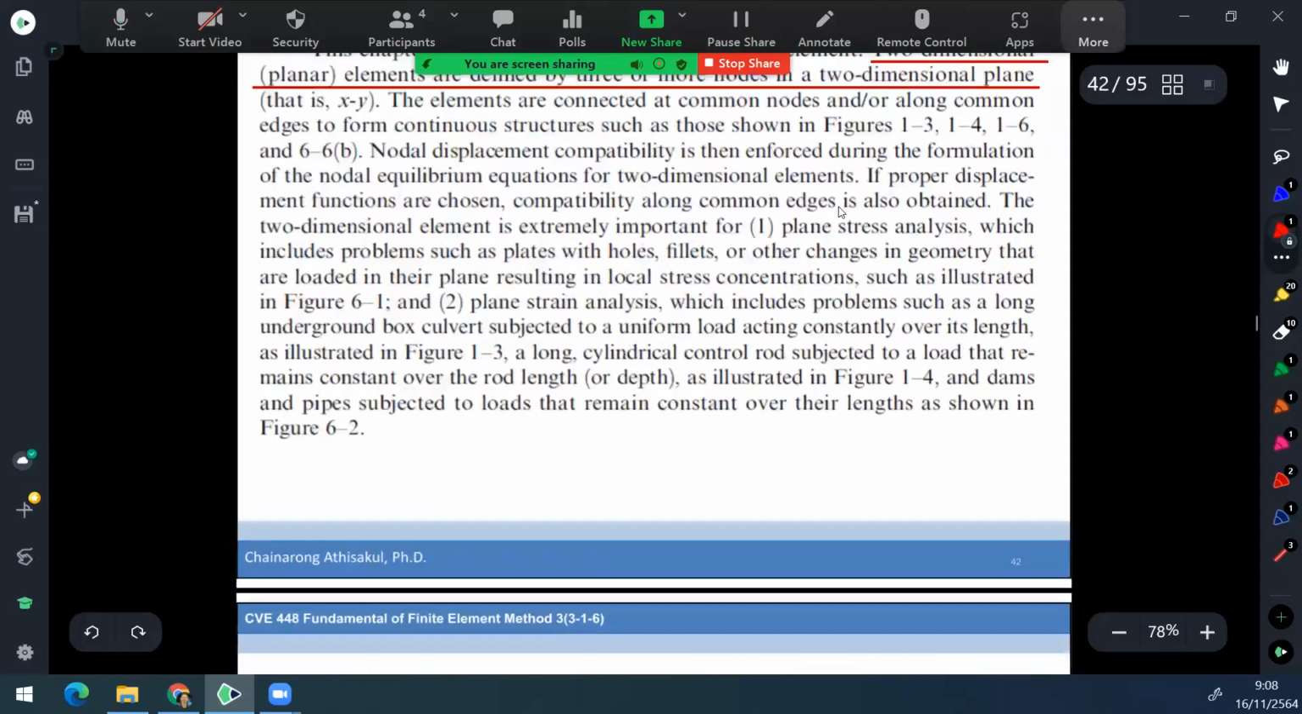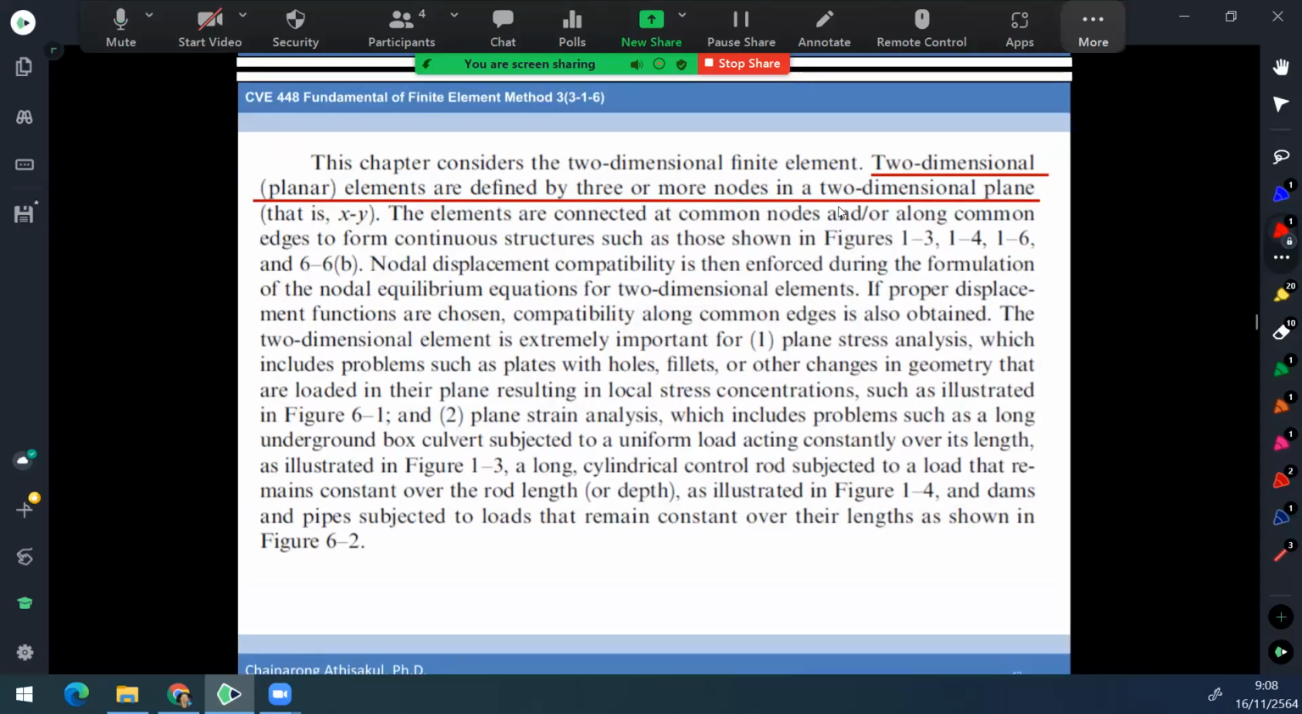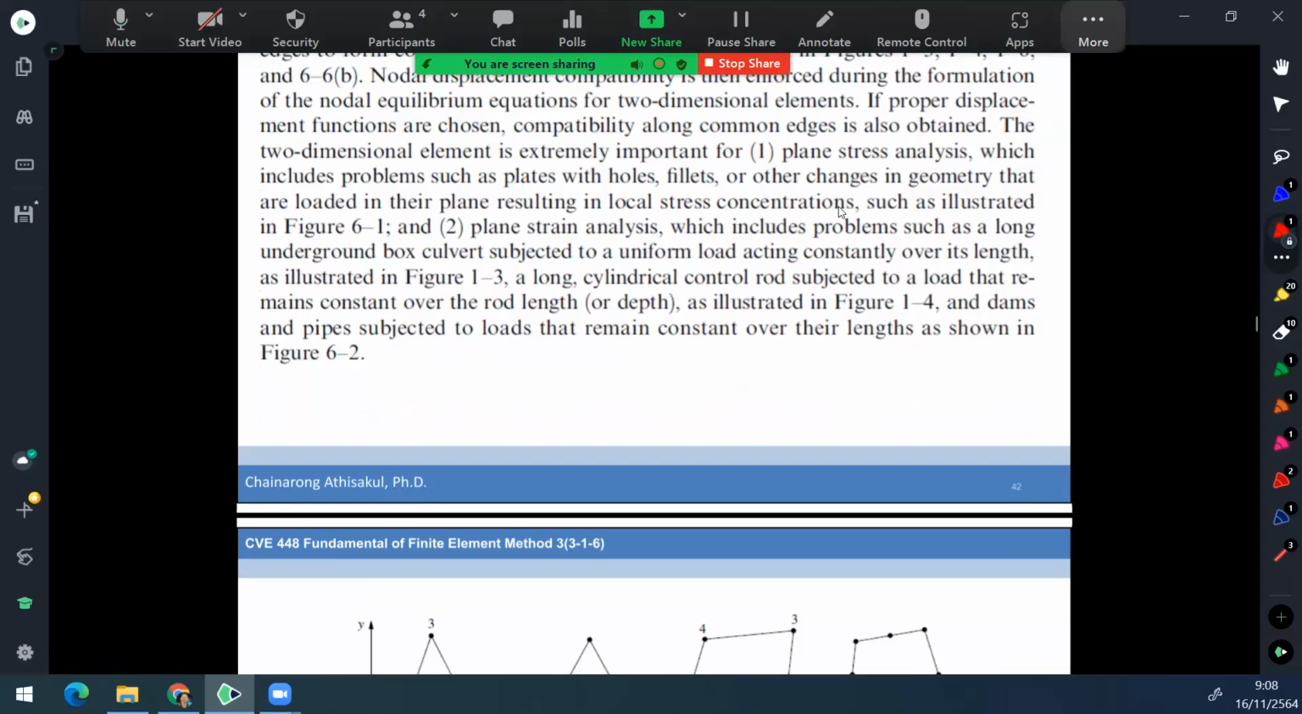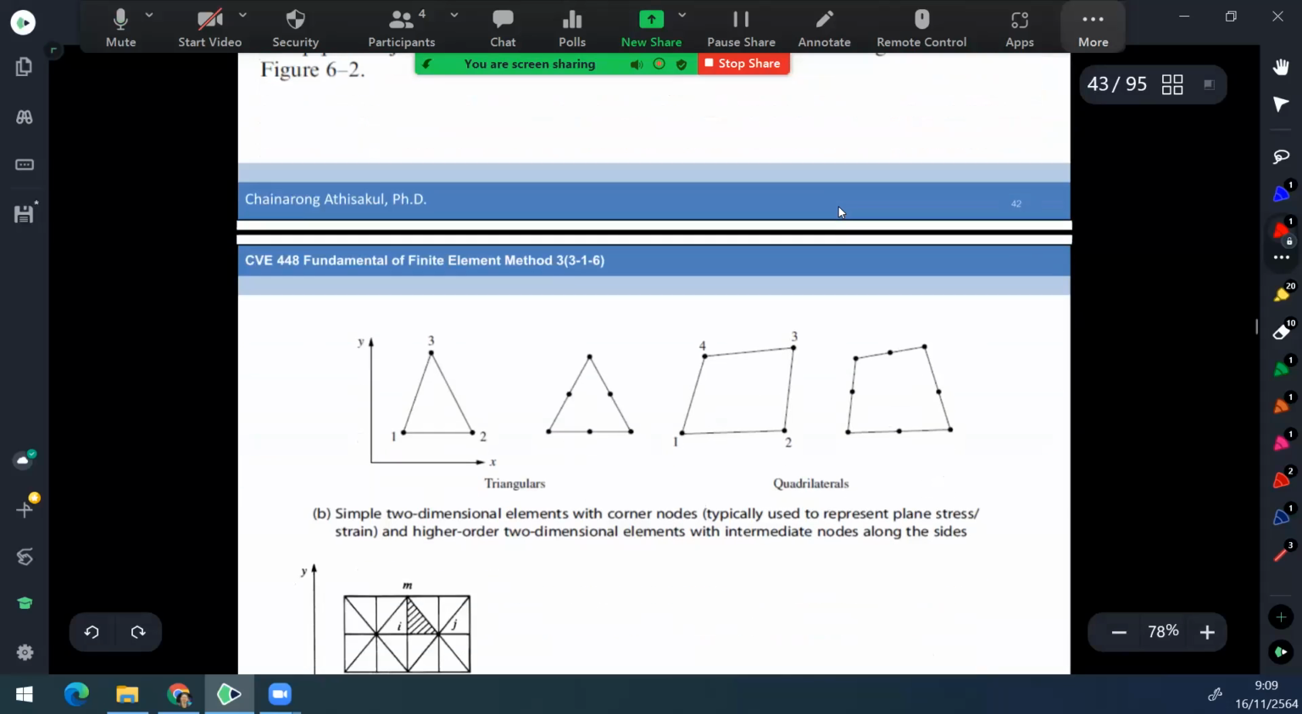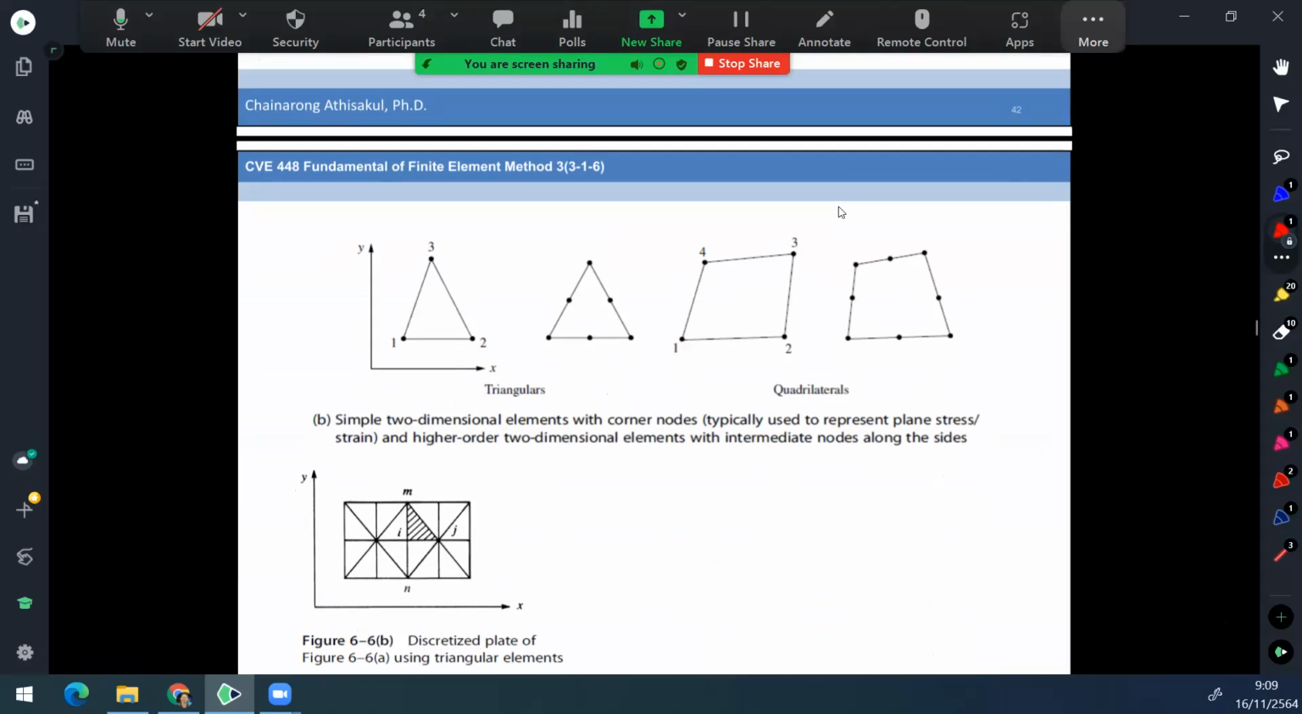For a two-dimensional problem, a two-dimensional planar element may be defined by three or more nodes. If we have just two nodes, it becomes a line element. So the two-dimensional problem is composed of at least three nodes, to be a triangle shape.